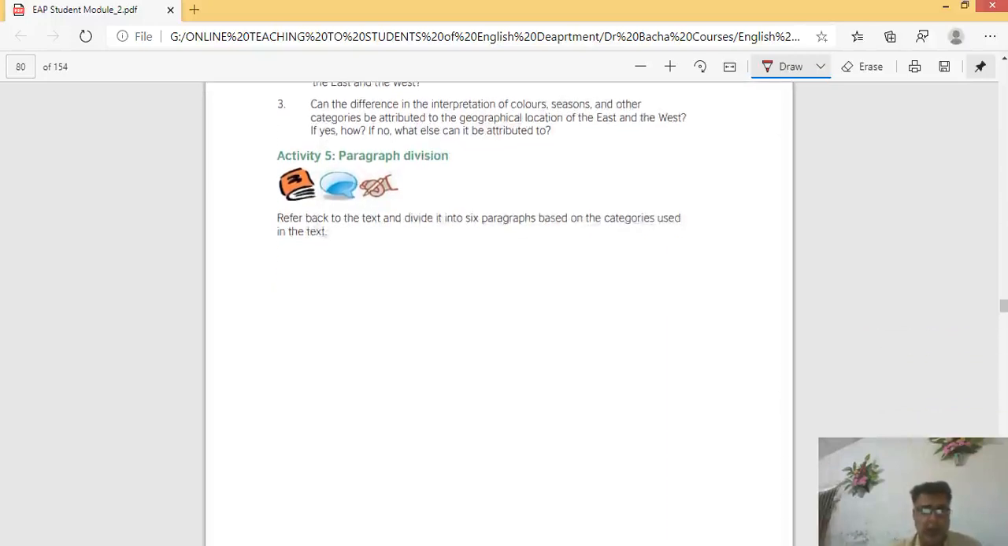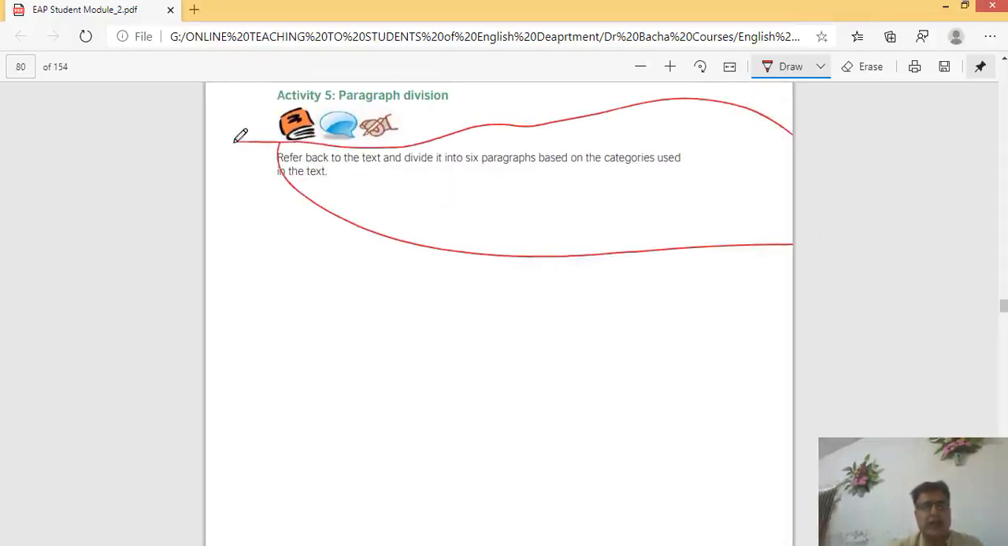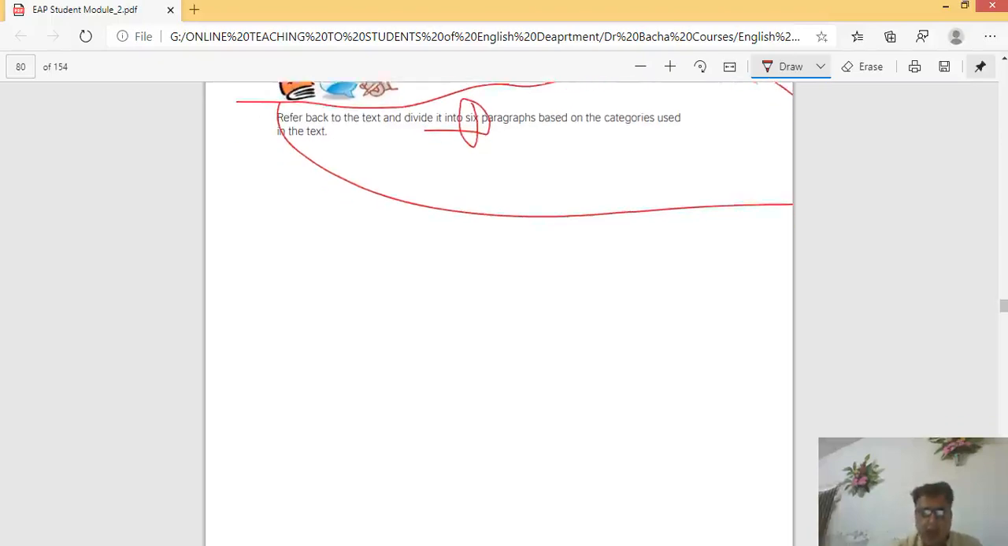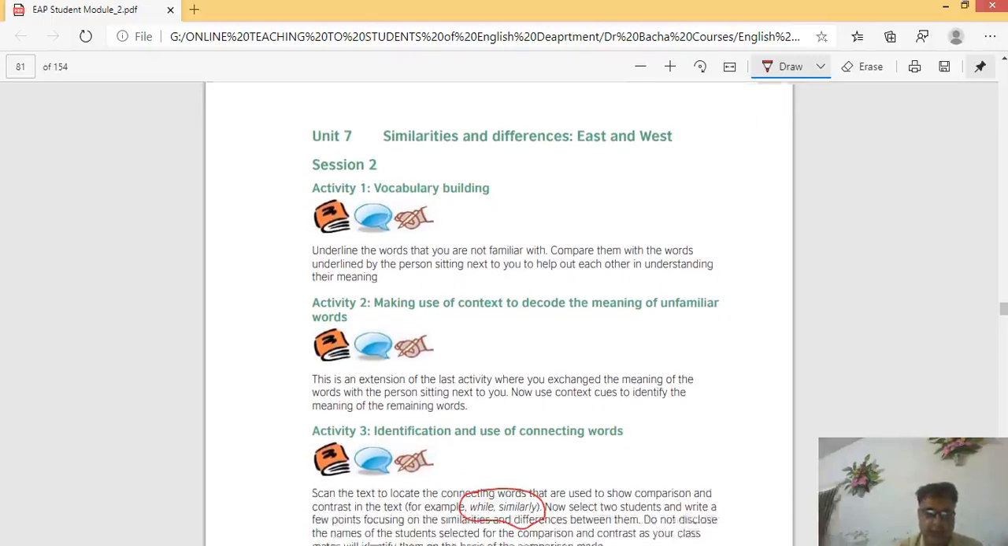Paragraph division. Refer back to the text and divide the text reading into 6 paragraphs. You have to look at that. All right. And then similarly, we have to look at the similarities and differences between east and west.